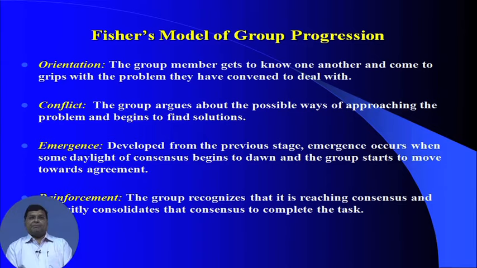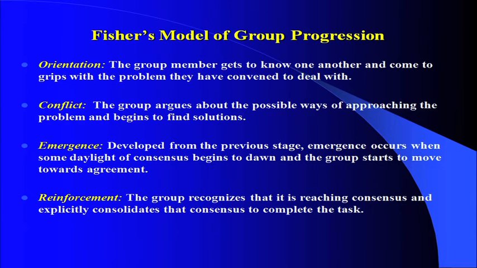Emerging from the previous stage, emergence occurs when some daylight of consensus begins to dawn and the group starts to move towards agreement. Consensus, people agree with each other. Okay, fine, we had lots of conflicts, now let us try to find some sort of solution, what could be the best, and that is called emergence.